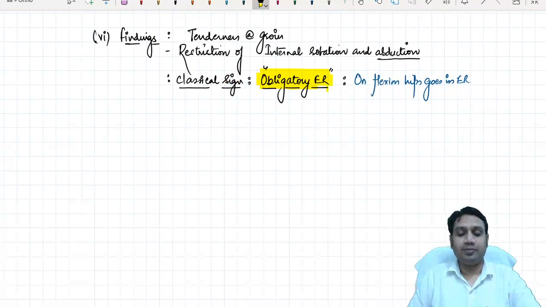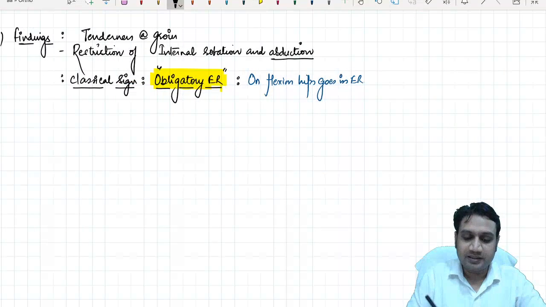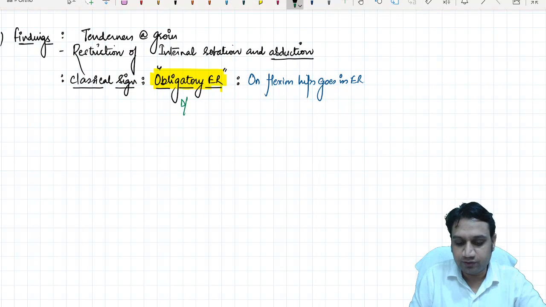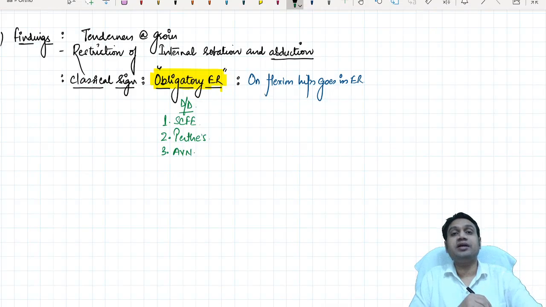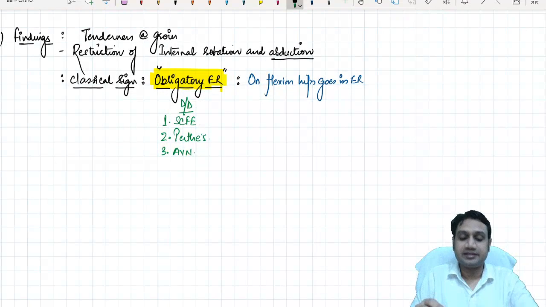Where else do you see obligatory external rotation? Differential diagnosis for this, do you recall? One is this, we have just talked SCFE. It can be seen in Perthes. It can be seen in idiopathic avascular necrosis in adults. So these are three important differentials for obligatory external rotation.